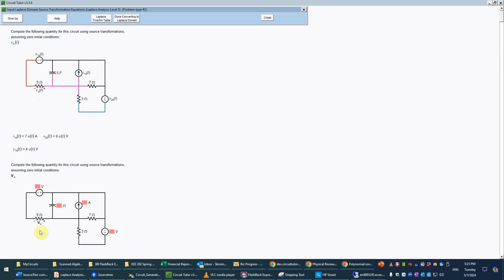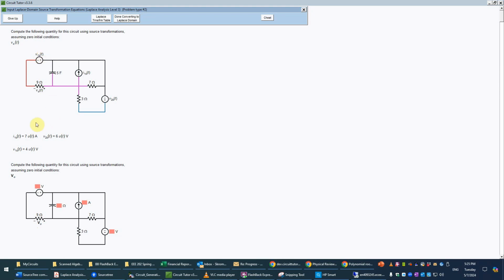In the Laplace domain, notice that the sought variable has already been converted from a function of time, little v naught of t, to a big capital V naught, which is bold, indicating that that's a complex valued Laplace quantity. So that is no longer a function of time, and when you're doing this by hand, that should never be written as v naught of t, because t cannot exist anywhere in the Laplace domain. Okay, so let's go ahead and convert the sources here.